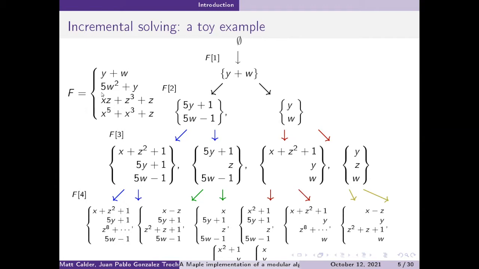Then we take the third equation and add it to the computations that we are doing. And we see that here our computations split further. And if we add the fourth equation, we see here that we have 6 systems of polynomial equations.